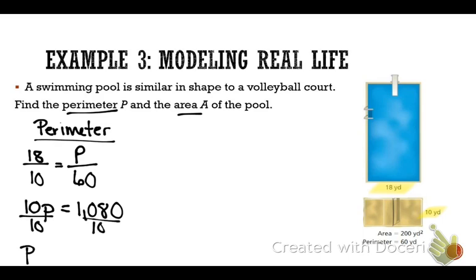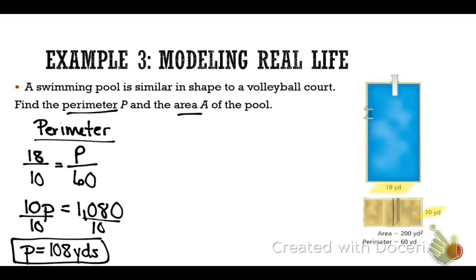And the perimeter, the whole distance around this pool, is 108. And here's where the label is very important. We found perimeter, so it's yards. 108 yards.